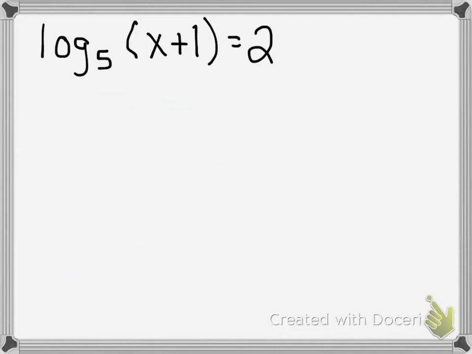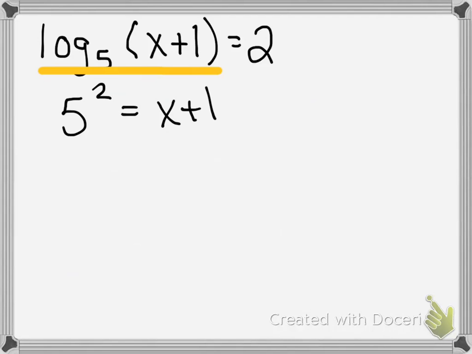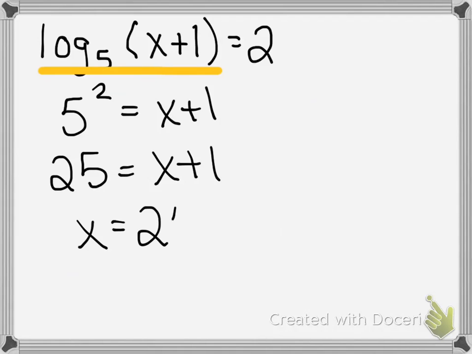Okay, next one. Log base 5 of x plus 1 equals 2. First step is your log isolated. There's nothing else associated with my log, just log base 5 of x plus 1, so I'm good to go. So the first thing I want to do is rewrite this in exponential form. So this is 5 squared equals x plus 1, which again just turns into a basic algebra problem of 25 equals x plus 1. Subtract 1 from both sides, x equals 24.